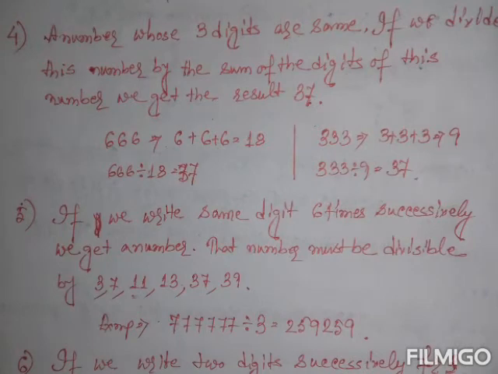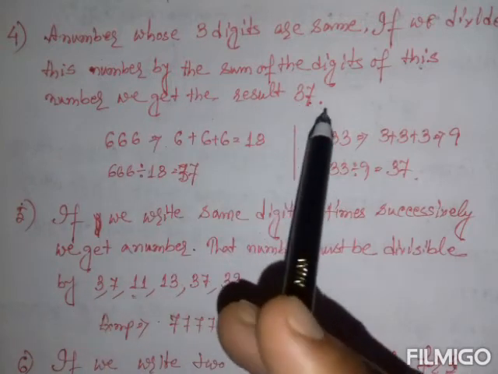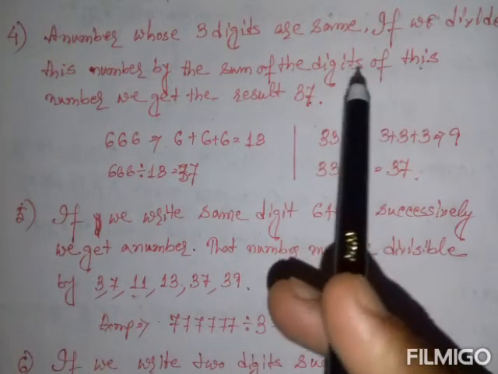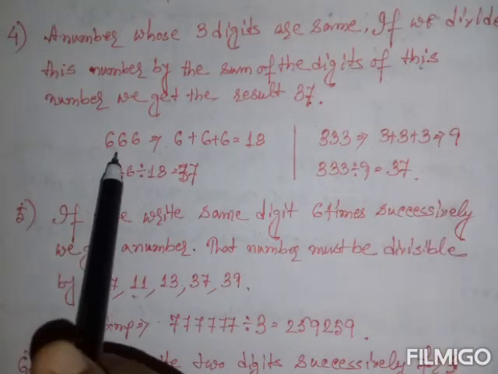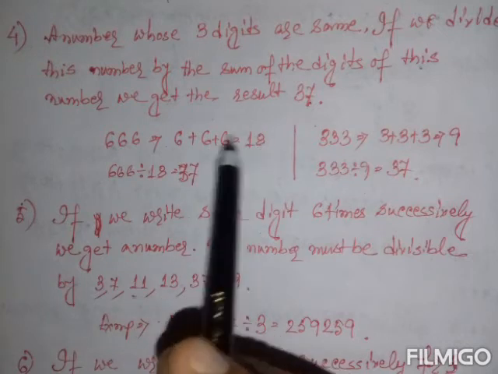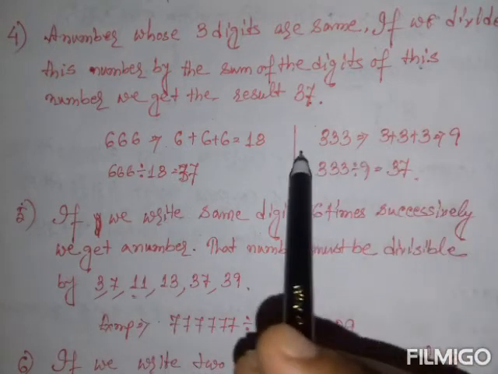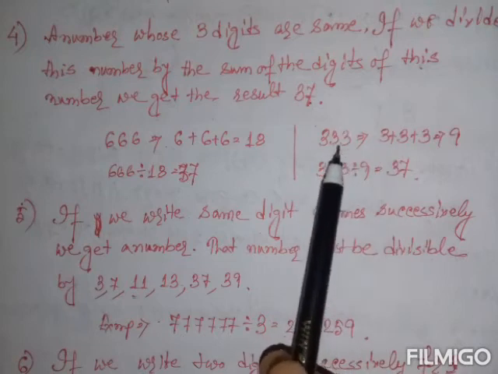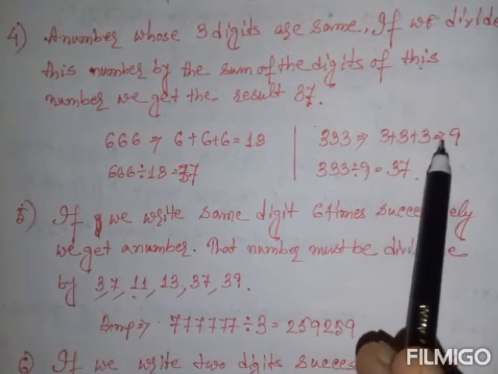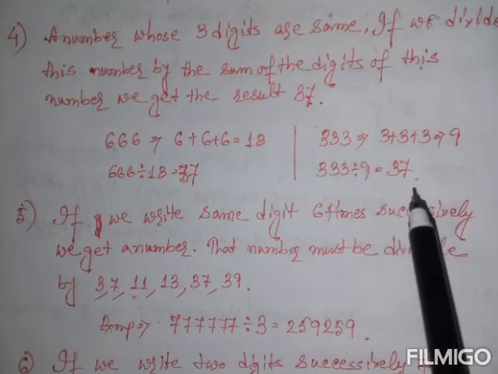Now number 4. A number whose 3 digits are same. If we divide this number by the sum of the digits of this number, we get the result 37. It means same digit 3 times. 666 means 6 plus 6 plus 6 is equal to 18. Now 666 divided by 18 is equal to 37. Same way 333, the sum of 3 digits is 3 plus 3 plus 3 is equal to 9. Now 333 divided by 9 is equal to 37.